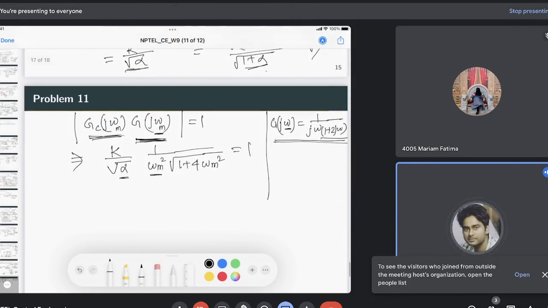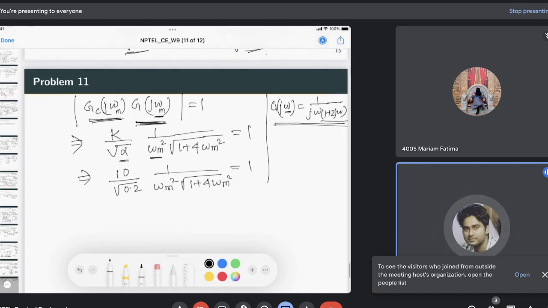So we can substitute all these quantities. We are given K equal to 10, which we computed to have the desired steady state error, and alpha is given as 0.2, and omega m is the unknown term. So we just simplify and solve this. Again we will get a quadratic equation. In other words, omega m times the square root of 1 plus 4 omega m square equals, taking this to the other side, 10 by square root of 0.2.